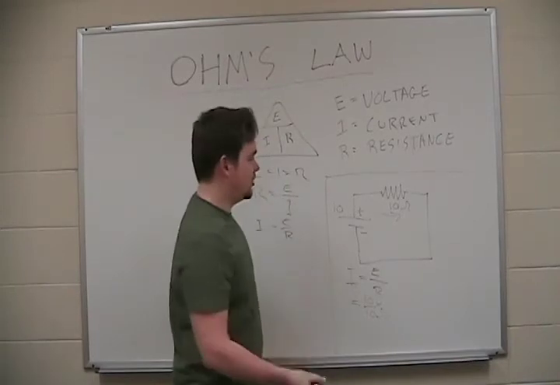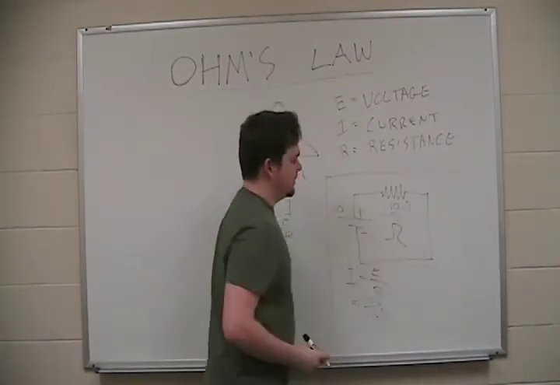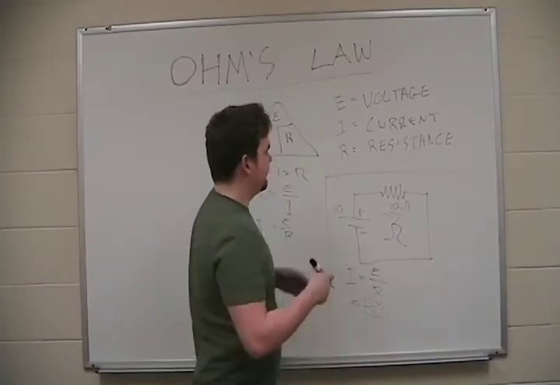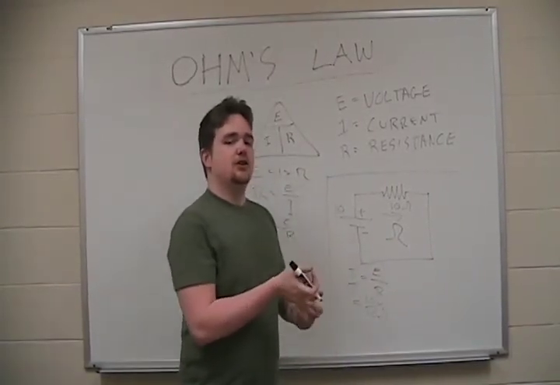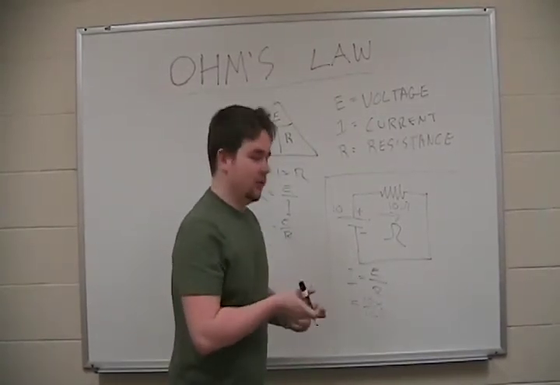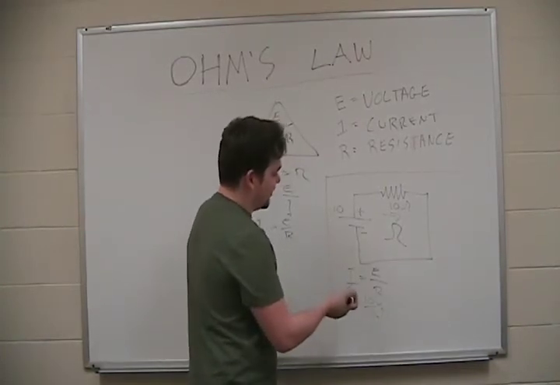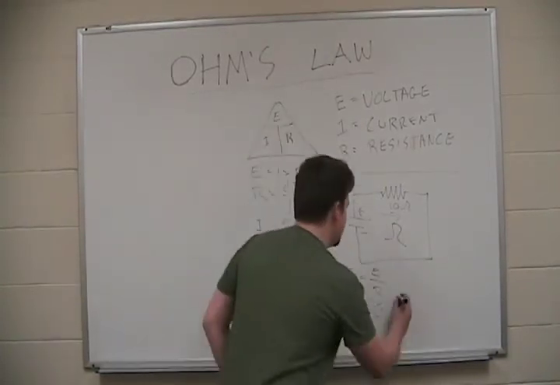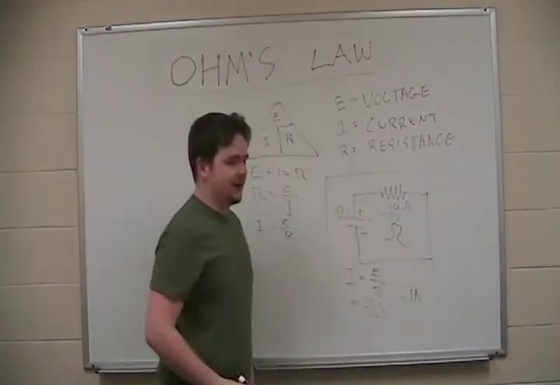Now before I forget to mention, the omega symbol is a symbol for ohms. Resistance is measured in ohms, current is measured in amperes, and of course voltage is measured in volts. So 10 volts divided by 10 ohms equals 1 ampere of current, 1A.